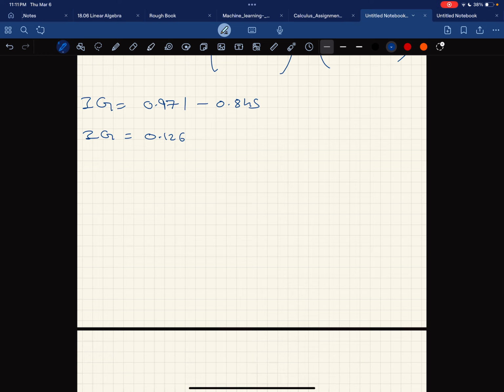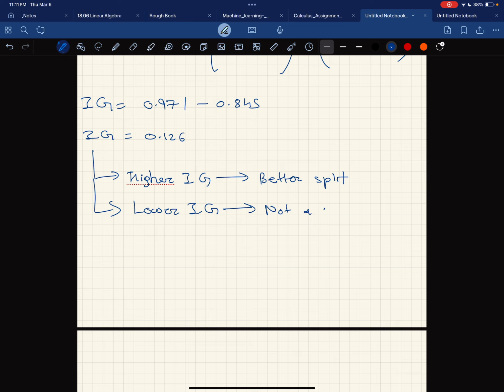Now comes the interpretation part. If information gain is higher, then we tell it was a good split. If we got a lower value of information gain, then we tell it is not a useful split.